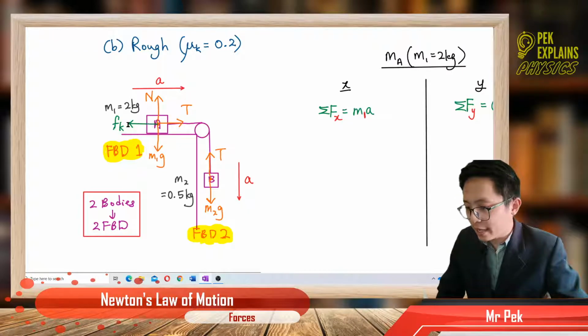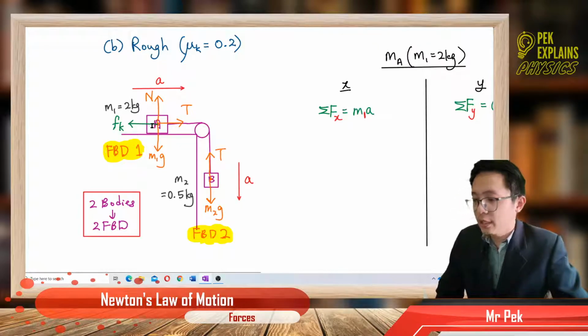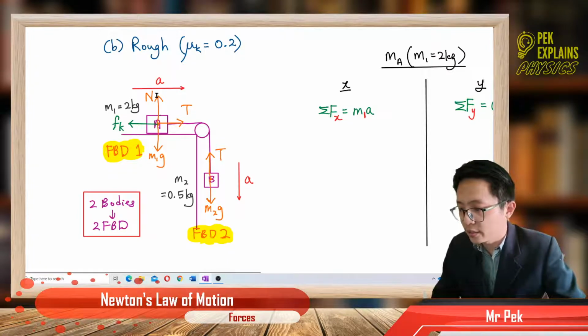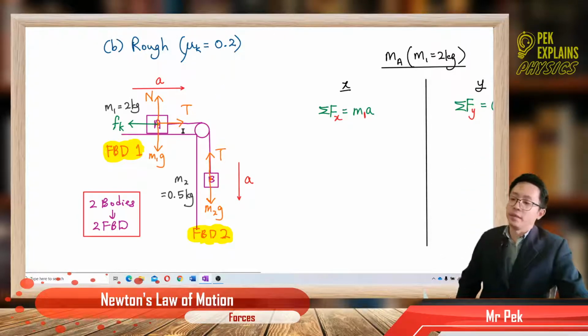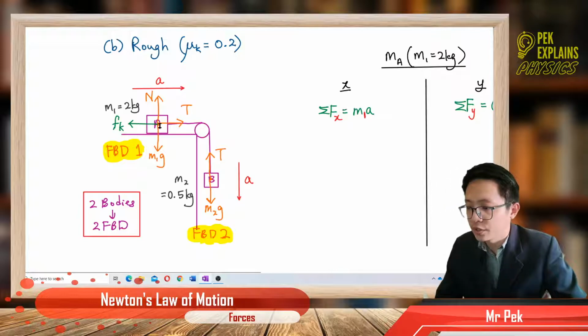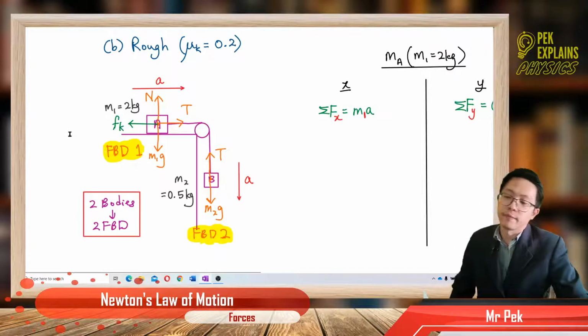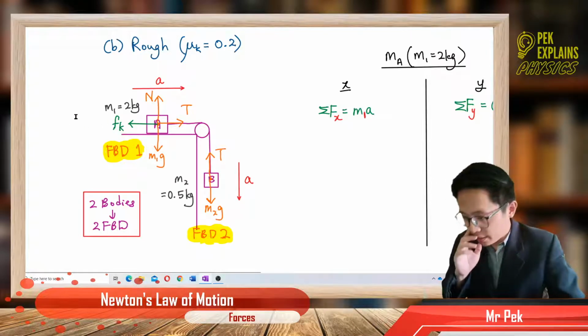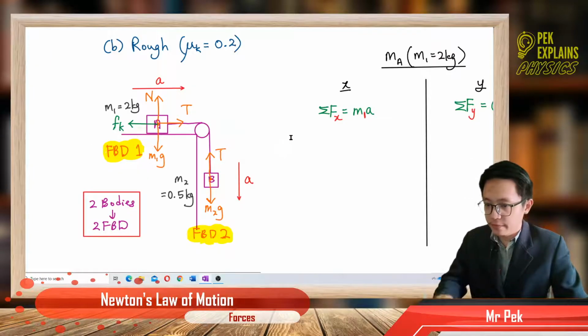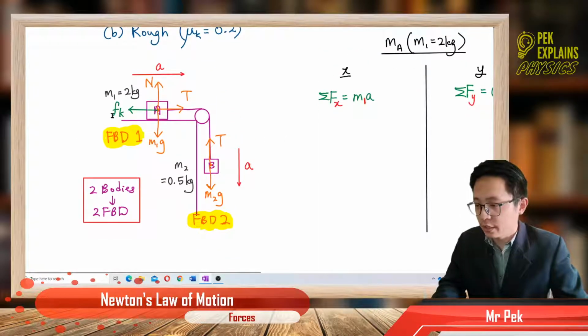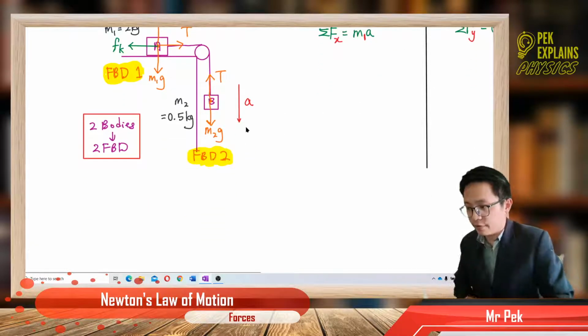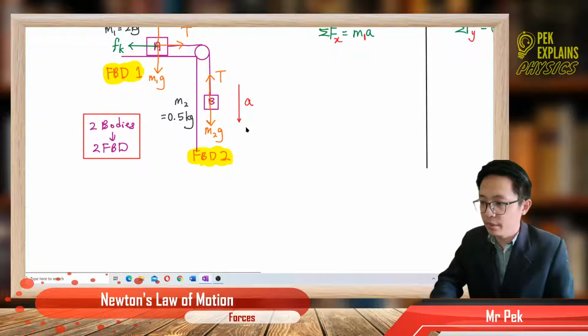Okay, so just add another friction here. Friction is going to the left because the motion is to the right. This object moved to the right, so friction is in the opposite direction, to the left. Now we have friction. Let's write down the friction here. We have the mu.